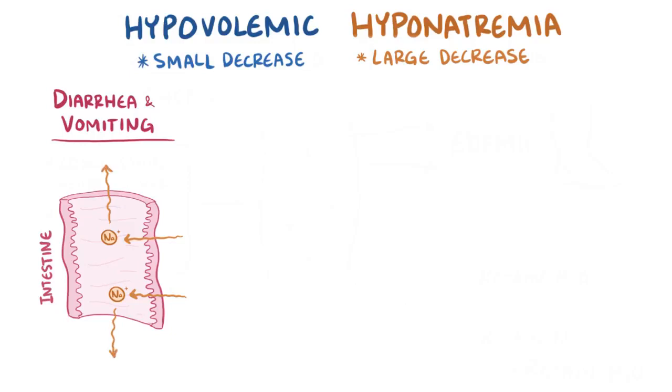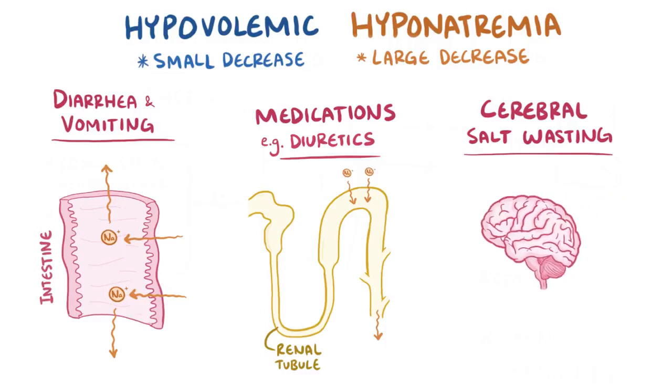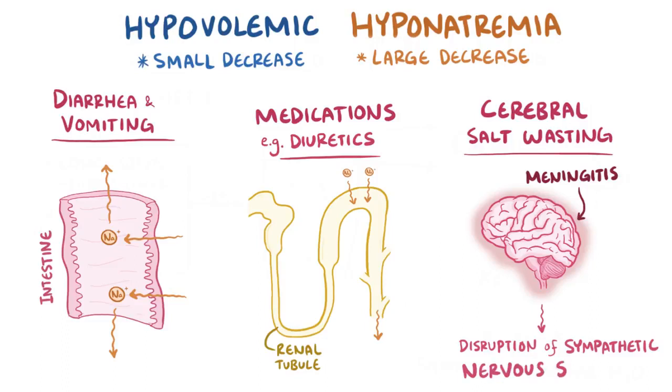It can also happen in response to using certain medications, like diuretics, where sodium ions are pumped into the renal tubule and then lost in the urine. Another more nuanced condition is cerebral salt wasting, which is when an intracranial injury like meningitis disrupts the normal sympathetic nervous system stimulation of the kidneys, and this leads to disproportionate loss of sodium.